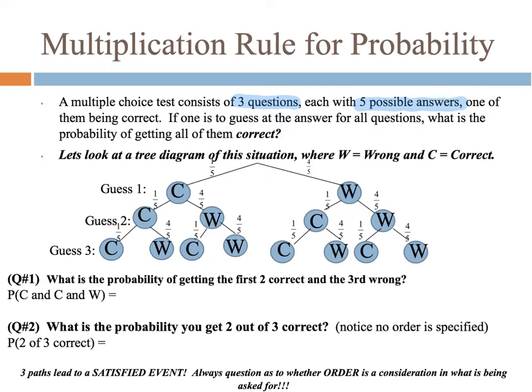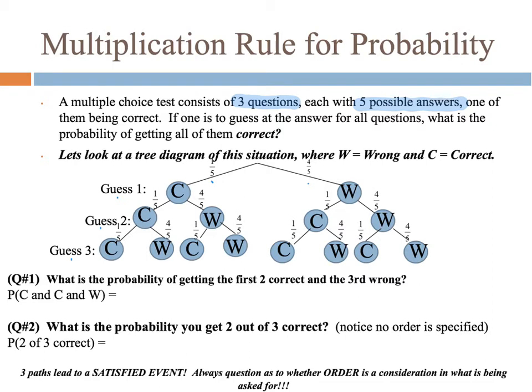So this is a test with 3 questions, and so we have 3 guesses that we're going to make: first question, second question, and third question. And along the way, we're either going to get the question correct or we're going to get it wrong. If we get it correct, there's a 1 out of 5 or 20% probability that will happen because there's 1 right answer out of the 5. But there's a 4 out of 5 probability that I'll get it wrong. And so you can see that even though these are independent, I don't have the similar probabilities along each path here as we did before with the coin tosses.